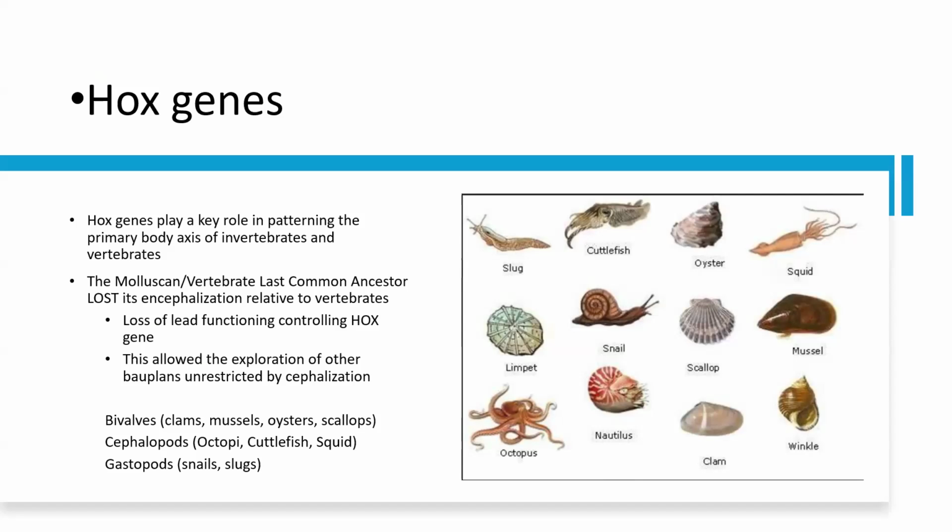I found it fascinating that, according to the fossil record, the molluscan vertebrate last common ancestor lost its encephalization relative to vertebrates. And this loss at the genomic level appears to potentially, most likely, have been the result of loss of a lead controlling Hox gene at the 5' end of their Hox genes. And my impression is that, as a result, the lineage ended up exploring other bioplans unrestricted by cephalization.